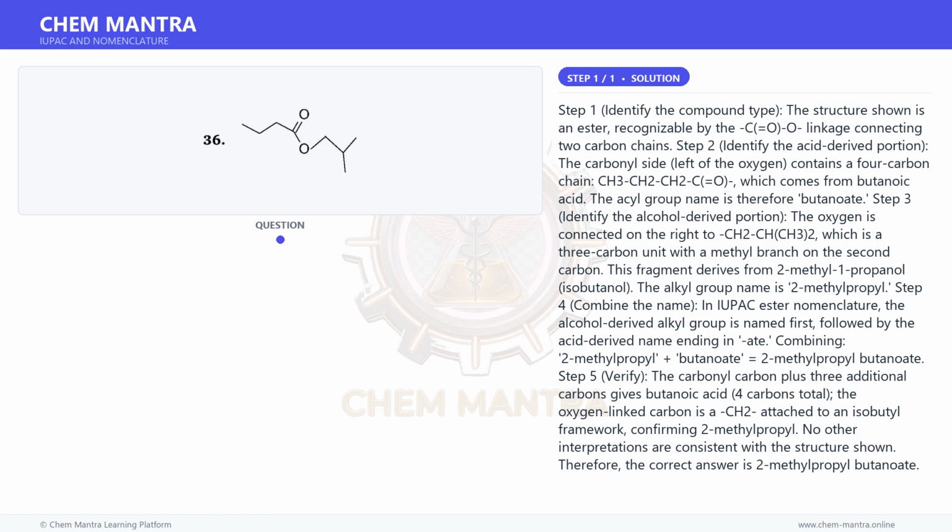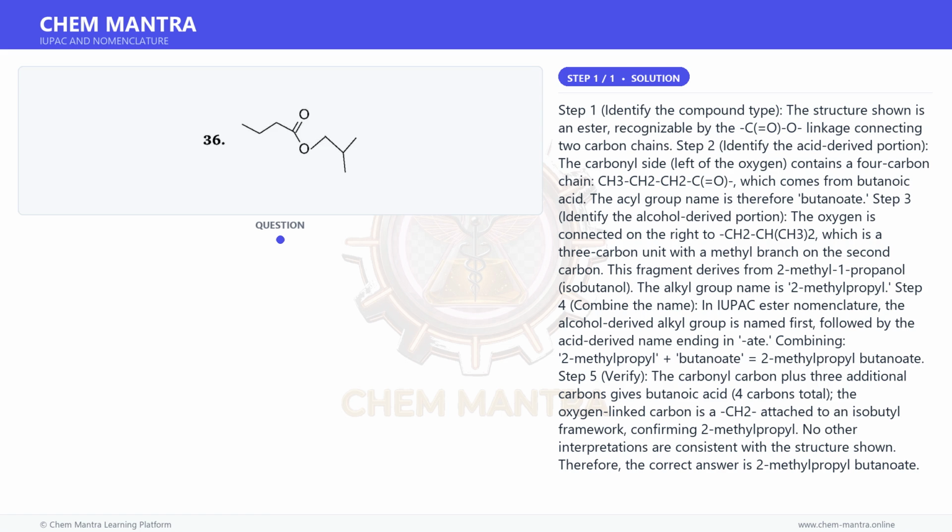Step 4. Combine the names in IUPAC ester nomenclature. The alcohol-derived alkyl group is named first, followed by the acid-derived name ending in -ate. Combining 2-methylpropyl plus butanoate equals 2-methylpropyl butanoate.